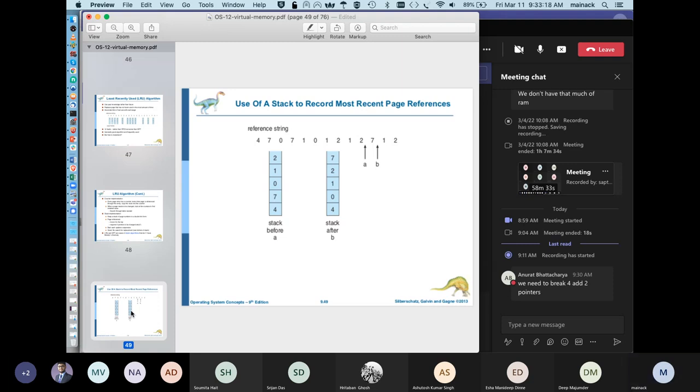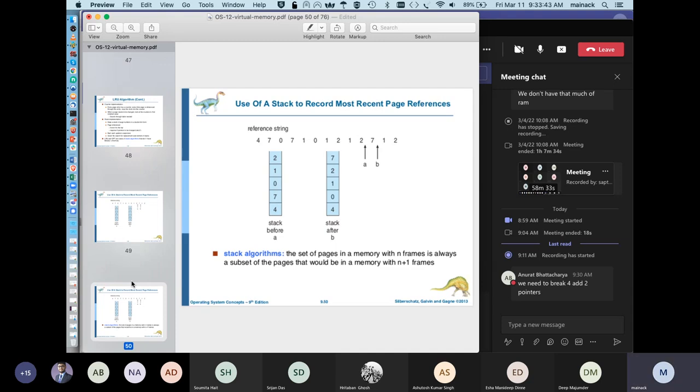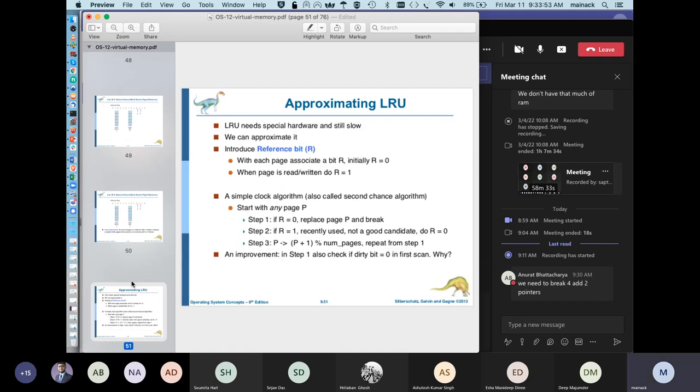It's fairly straightforward, both FIFO, first in, first out. You all know the FIFO queue. The second one was optimal, the third one was LRU. And in LRU, we have two implementations, counter, and currently the stack implementation, which is still bad, by the way, because it's expensive. The stack algorithm says the set of pages in memory with n frames is always a subset of the pages with n plus 1 frames. So it basically gives you the guarantee that there is no Belady's anomaly.